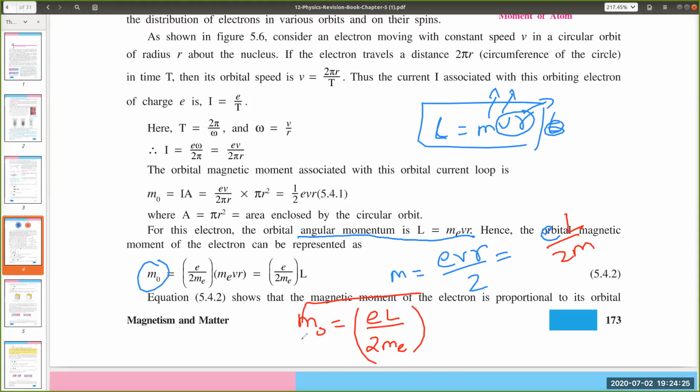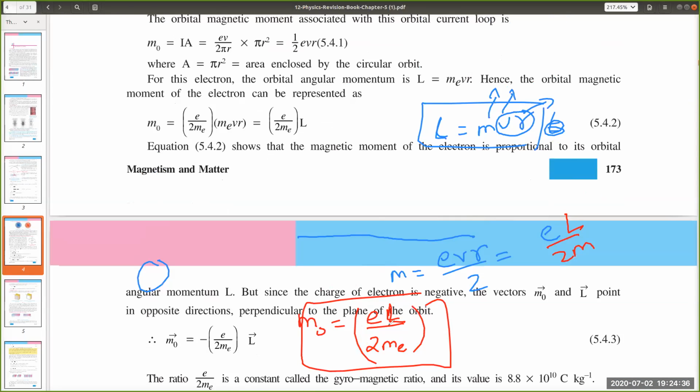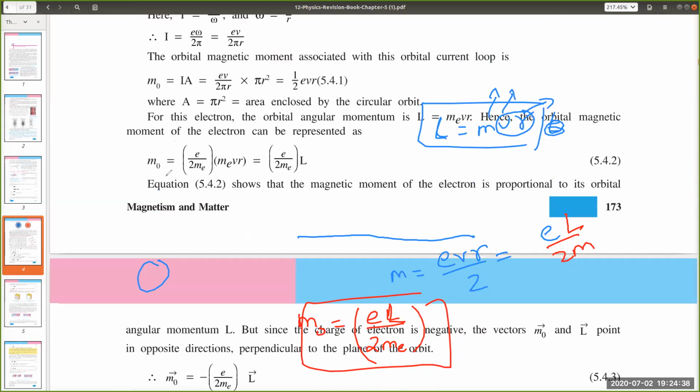So this is a derivation which will come in your exam, okay? Magnetic moment of electron is e into angular momentum by 2m. You can also write this as M equals e by 2me into L, which shows that the magnetic moment of electron is proportional to its orbital angular momentum.